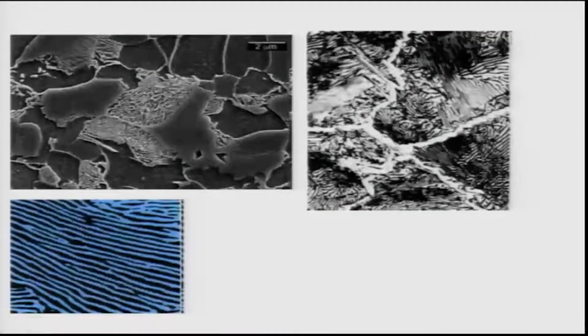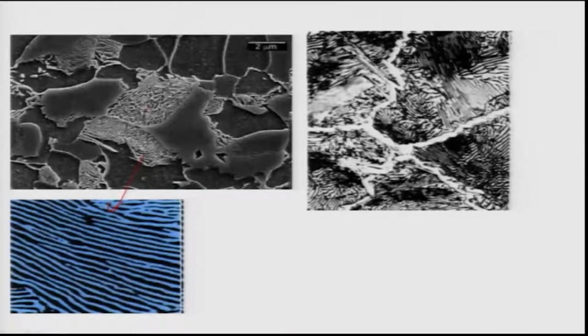Now, let us see how it looks. As you see here, this is the typical structure of a hypoeutectoid steel, and this is the pearlite, and in between you have alpha ferrite grains present on these sides. Basically, this is about 0.2% carbon steel, that is why the pearlite fraction is low. And pearlite, if you zoom in, will look like a lamellar structure, as we discussed long back.